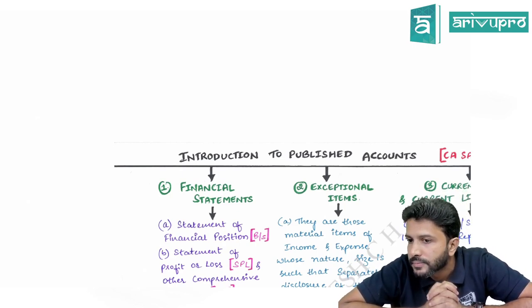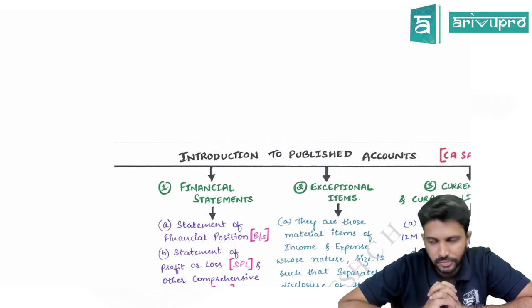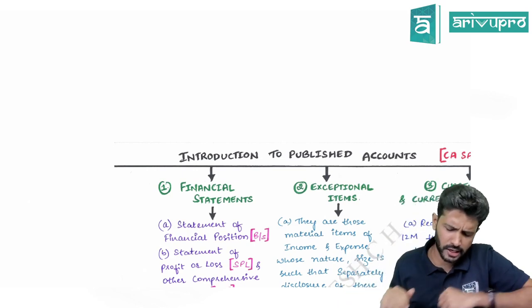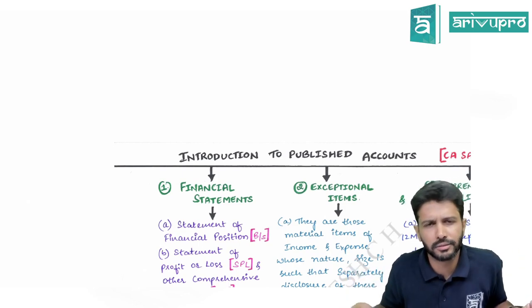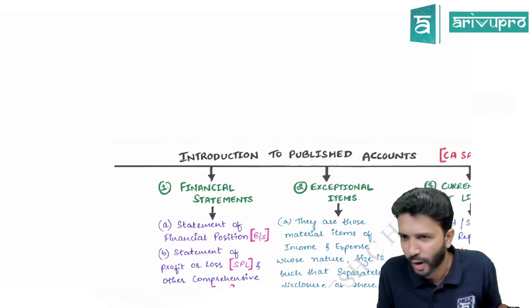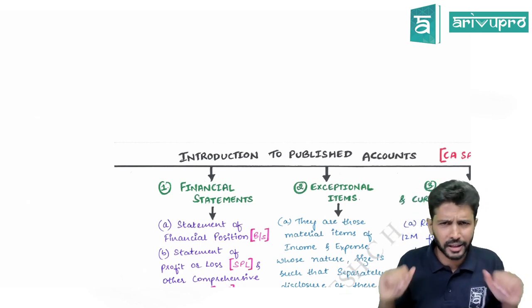Something which is available, like they can view the statements of other companies. What's your name? Akshata. Okay, Akshata is telling published accounts simply means her accounts which are published to whoever wants to watch them. Okay, all right, I'll take a point.